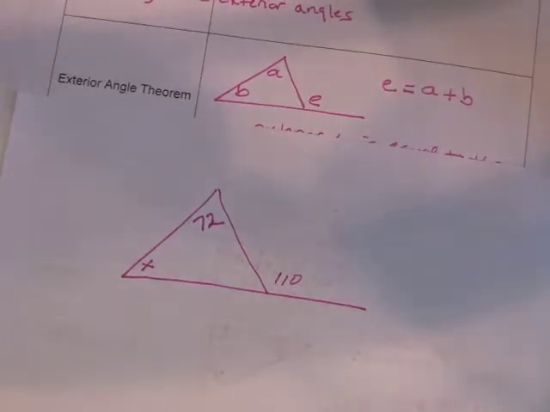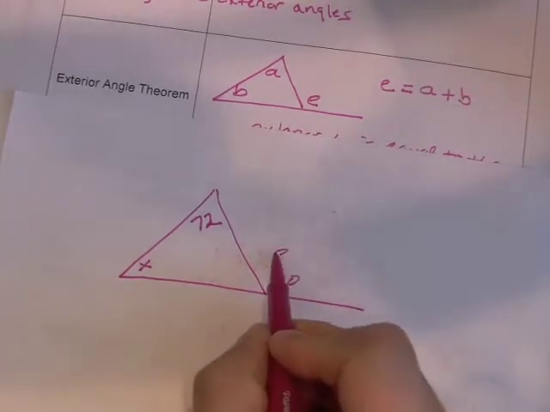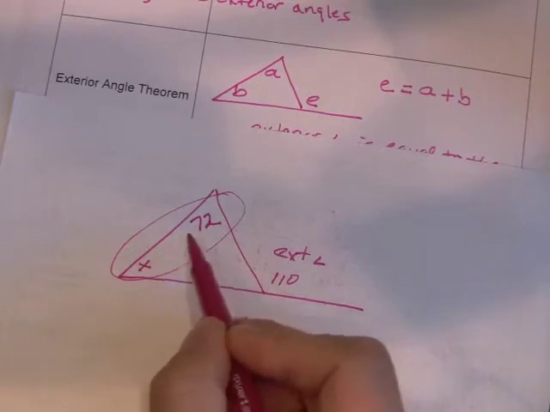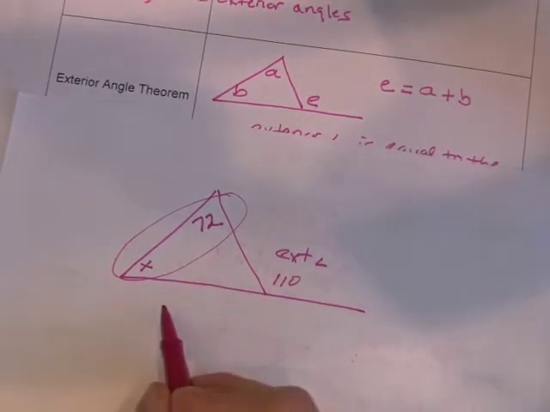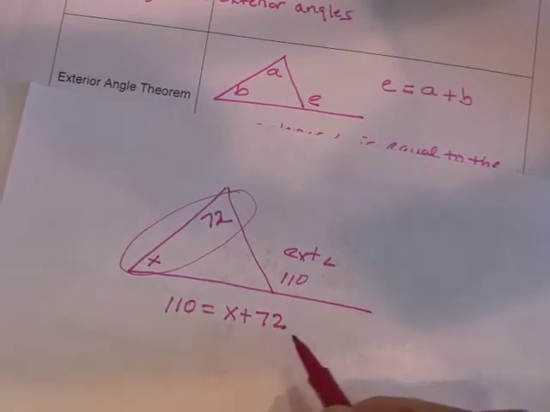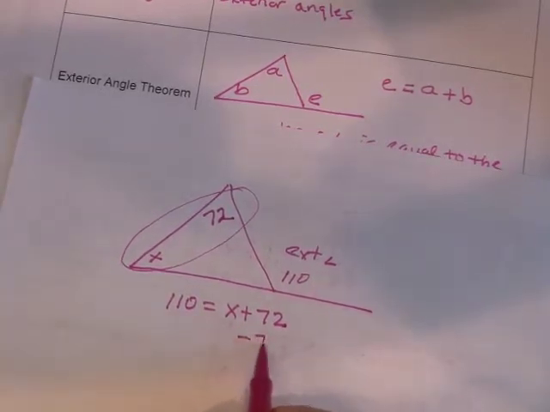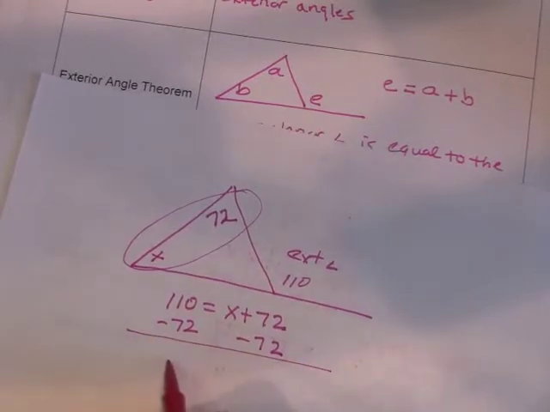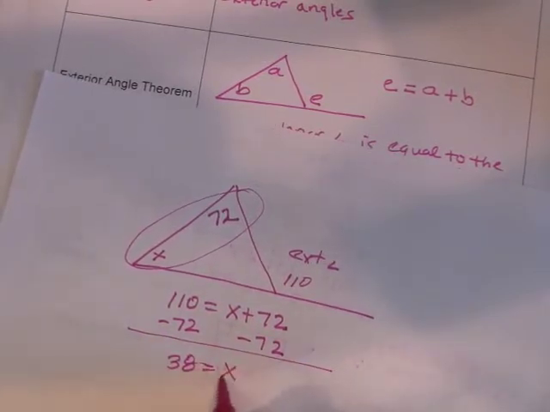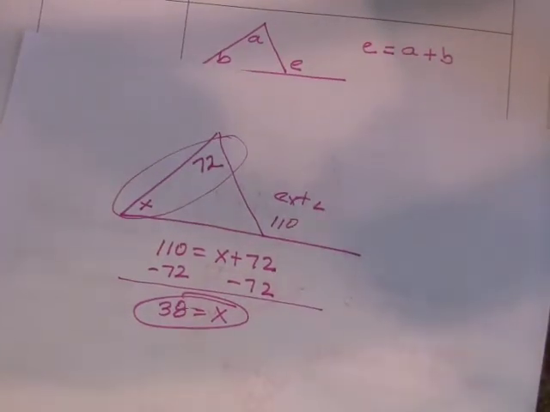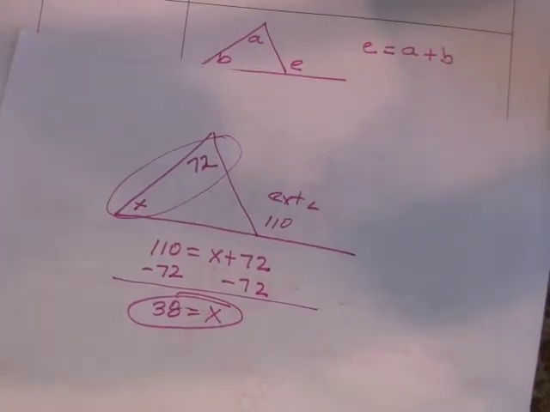Okay, so the solution to this problem is taking the exterior angle and equaling it to the sum of the two remote interior angles. So it's going to be 110 equals x plus 72. So solving this, I would subtract 72 on both sides, and I would get 38. Okay, so let's go back to the next example.